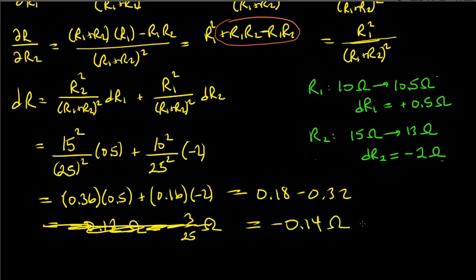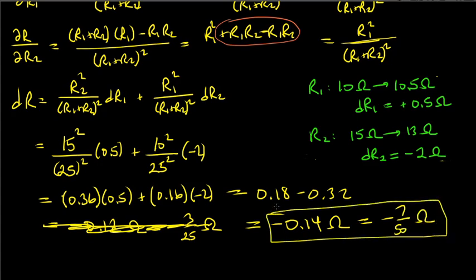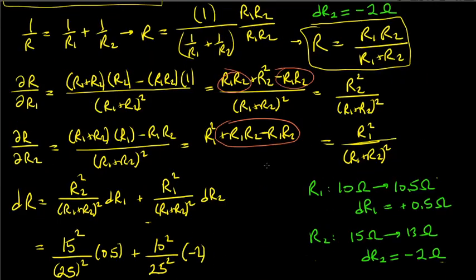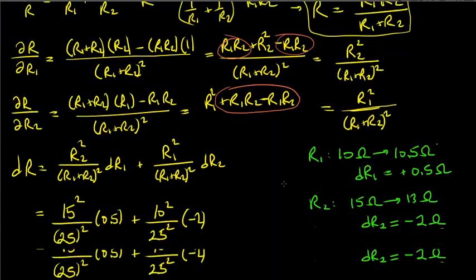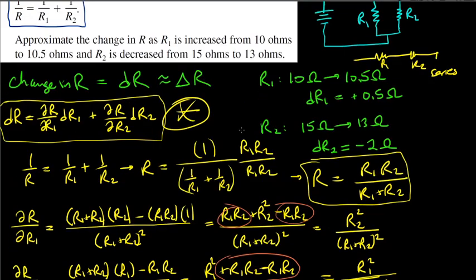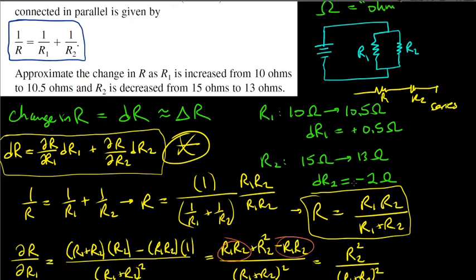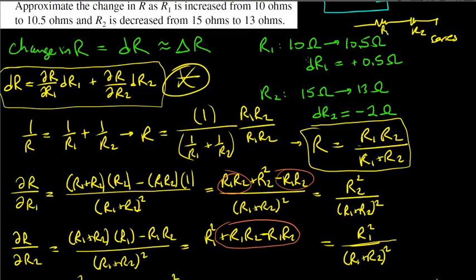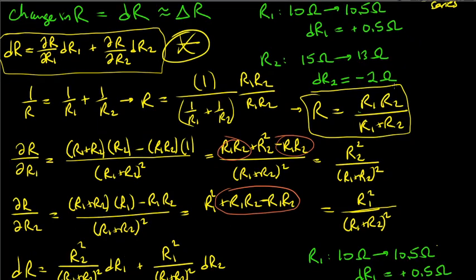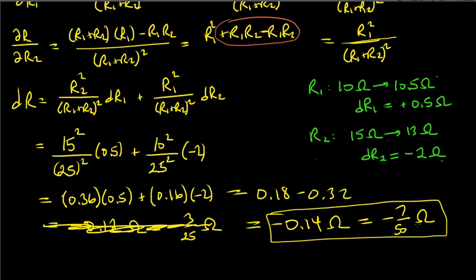All right, so negative 0.14 ohms, or negative 7 over 50 ohms. Right. So these are not percents, right? This is the actual change, or, well, it's the approximate change in the resistance that you get when you increase R1 by 0.5 ohms and decrease R2 by 2 ohms. So I think that's it.